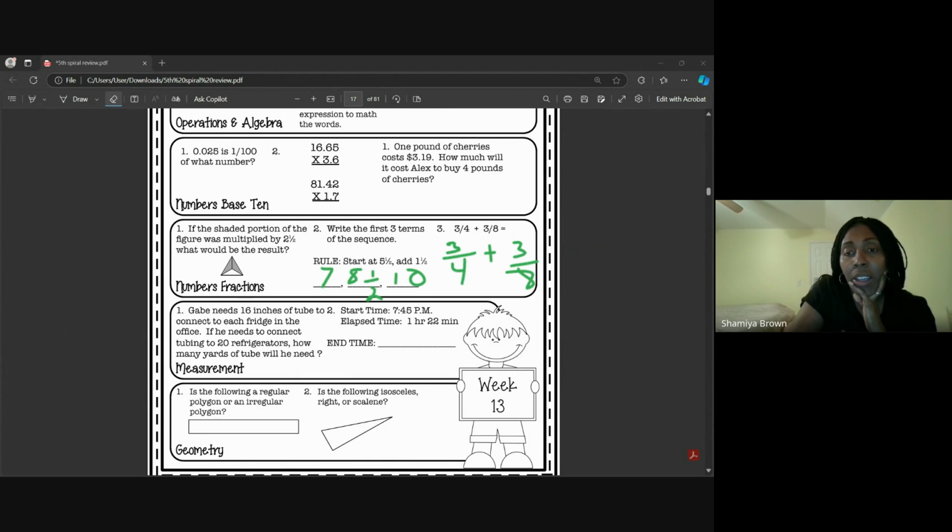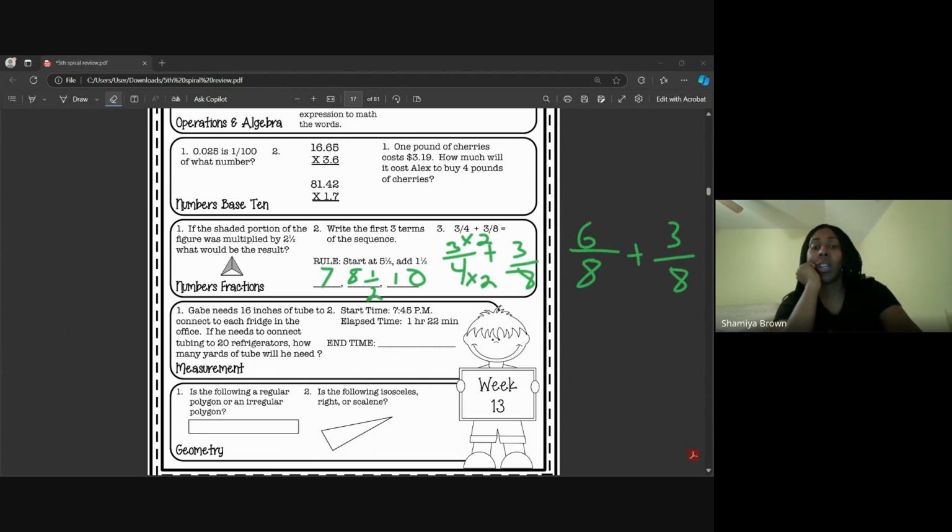I need to have 8 as my denominator for this one. So I need to multiply 4 by 2 to get 8. So I need to do the top by 2 as well. And that's going to give me 6. And then this one is already 8. So that means I'm not changing my fraction over here. It's still going to be 3/8. So now I can add 6 plus 3. And that's going to give me 9. Then 8, I don't add 8. That stays the same. My denominator stays the same.